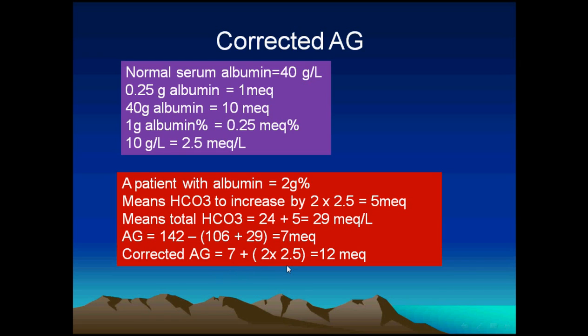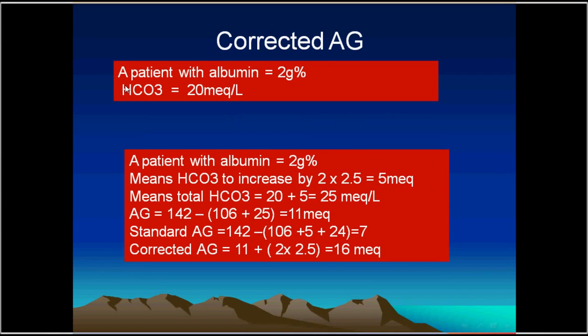This is plus 2, multiplied by 2.5. This means 5. This is 5 plus this, about 12. So this is normal. So this is corrected. This means that as if this patient with a 7 milliequivalent anion gap, after correction for albumin, his anion gap would be normal.